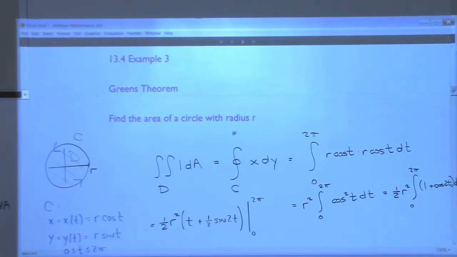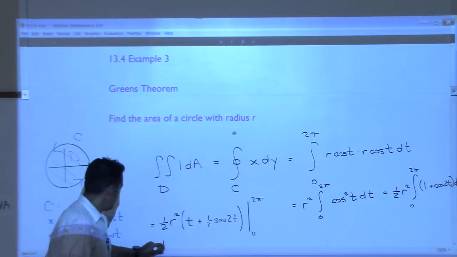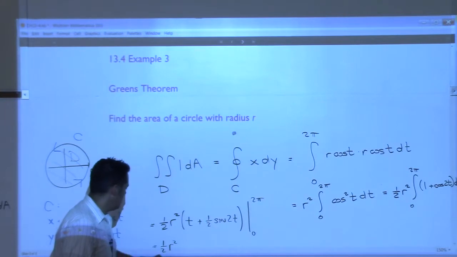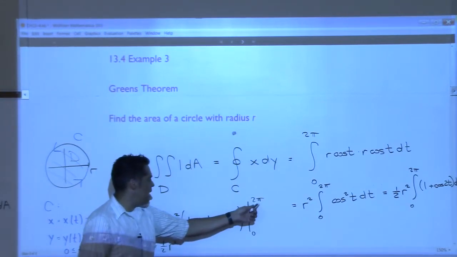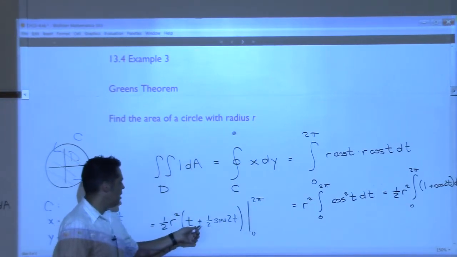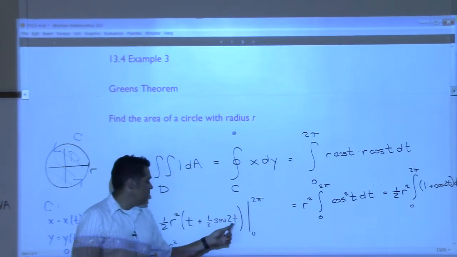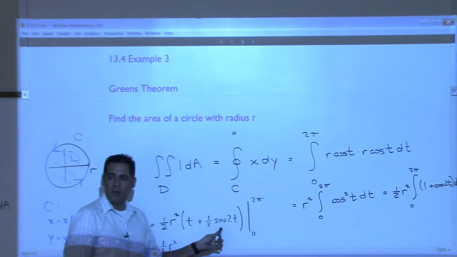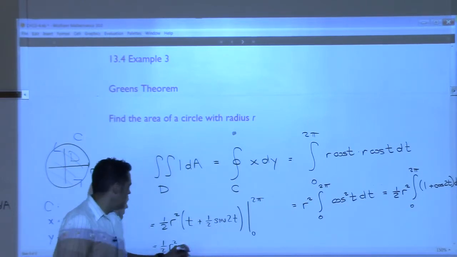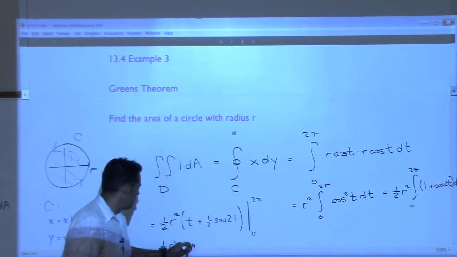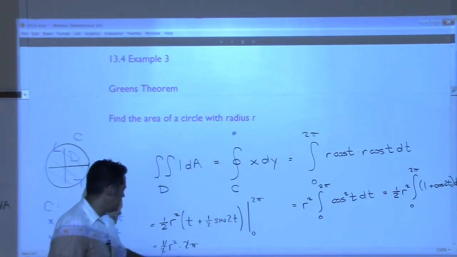Agree? What should our answer be? Pi r squared. Is it going to be 1/2 r squared? Okay, what happens when we plug in 2 pi? We get 2 pi plus sine of 4 pi is 0, so that's gone. And then when we plug in 0 here and 0 here, they're both gone. So all we wind up getting out of this is 2 pi. And then the 2 and the half cancel, and you just get pi r squared.